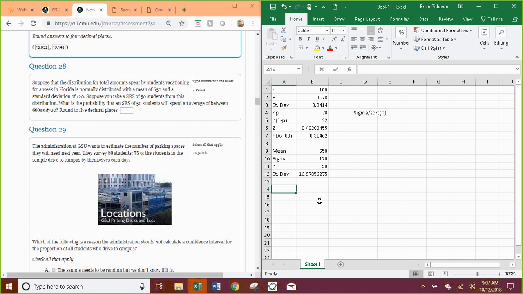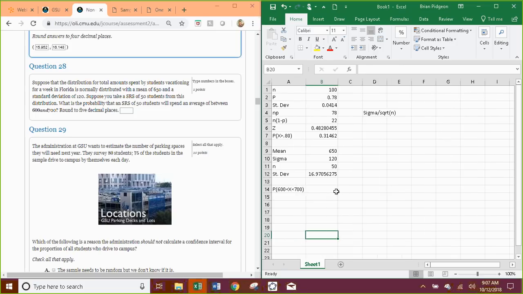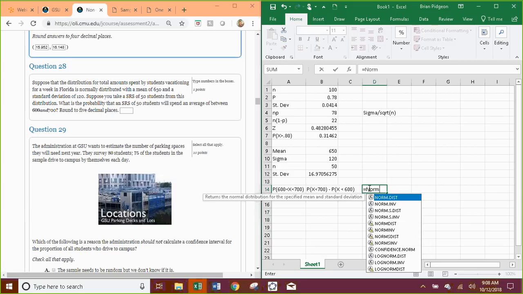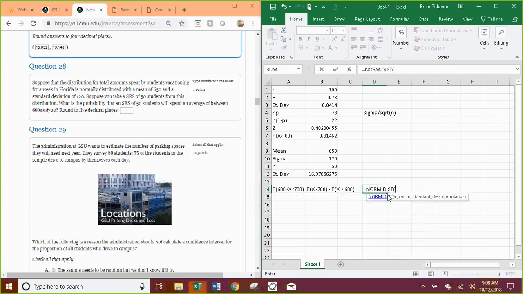and that's where that 16.97056 comes from. But what we want is the probability that we spend within 600 and 700. This gave a lot of students issues as well, because you forgot how to do this from the last test. So we basically have to find the probability that x is less than 700 minus the probability that x is less than 600. We just do 2 different norm dist calculations.